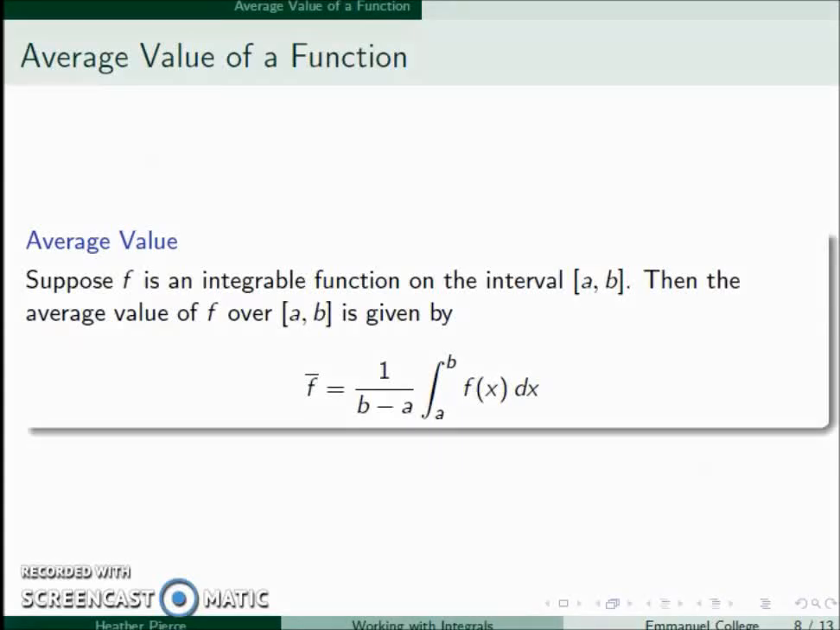So now let's talk about the average value of a function. If we have an integrable function on an interval a to b, the average value over this interval is given by 1 over b minus a times the integral from a to b of f of x dx. So let's do some examples where we actually find this.